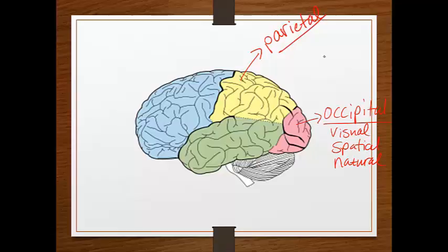Our next region, this is our parietal, the lovely yellow. And our parietal region contains also visual, logical, spatial, and solitary.